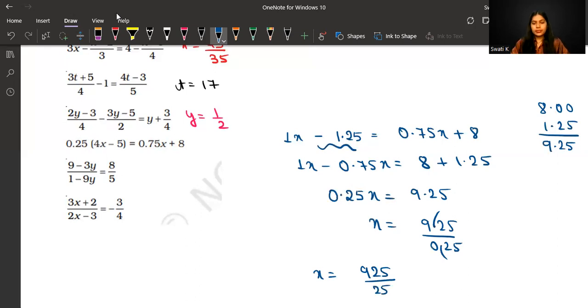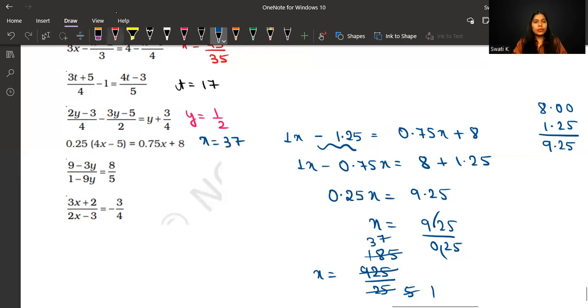Okay, so I'll just prefer cancelling this with 5. So 5 times 5 is 25, 5 times 1 is 5, 9 minus 5 is 4, so 42, 5 times 8 is 40, and then 5 times 5 is 25. Now 5 times 3 is 15, 18 minus 15 is 3, so 5 minus 5 is 0. So the value of x for this is 37.